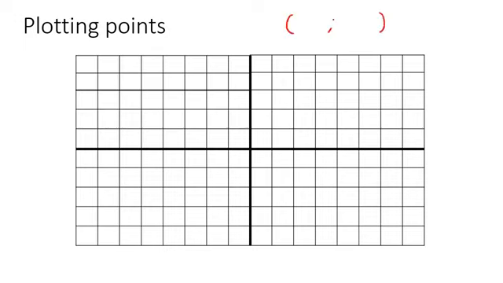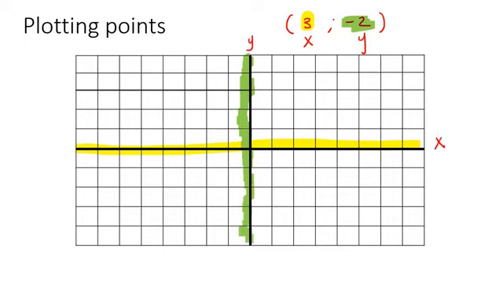Okay, so let's say, for example, I'll give you 3 and minus 2. Now, the first one is always the x, and the x-axis is this one. Okay, so that's your x. The next one is y, and that's this line over here. Okay, so that's x, that's y. So the way that this works now is if you want to go plot this point, you're going to go 3.